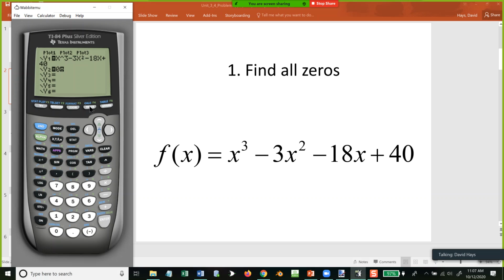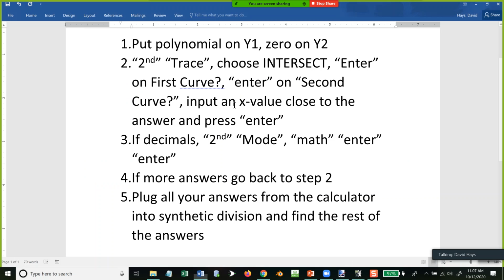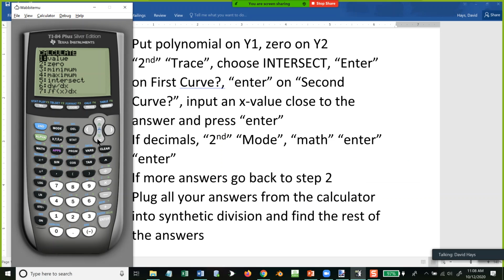So I'll do second trace. This takes us into the calc menu. And I say to choose the intersect. Now, different ways you can choose it. You can down arrow to it and press enter, or you can simply press the 5 once you're in that menu. Now, remember what I said? I said your zeros are wherever it crosses the x-axis. So when I look at it, it looks like -4, 2, and 5 are our answers. We're going to go through this.